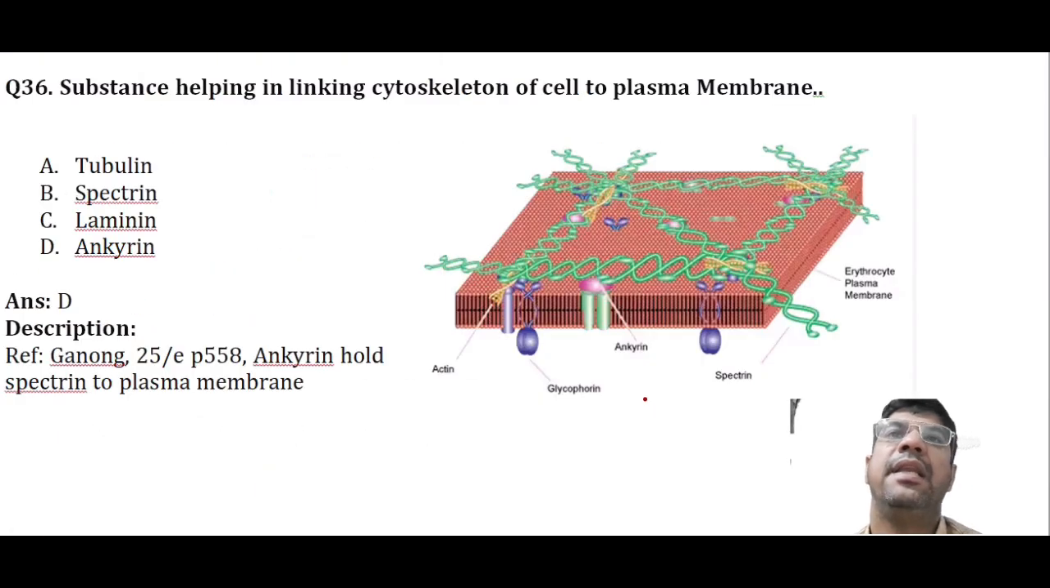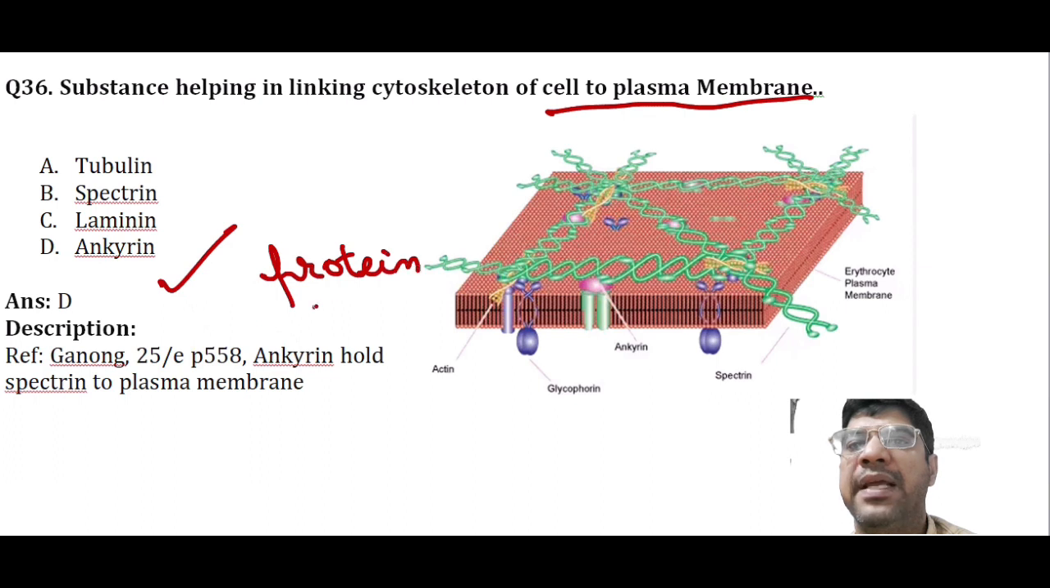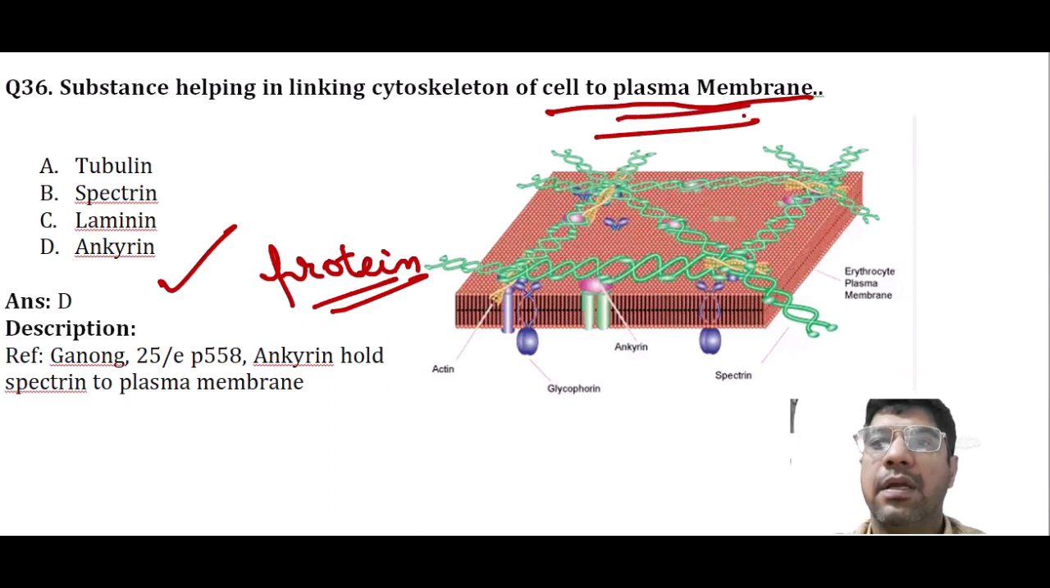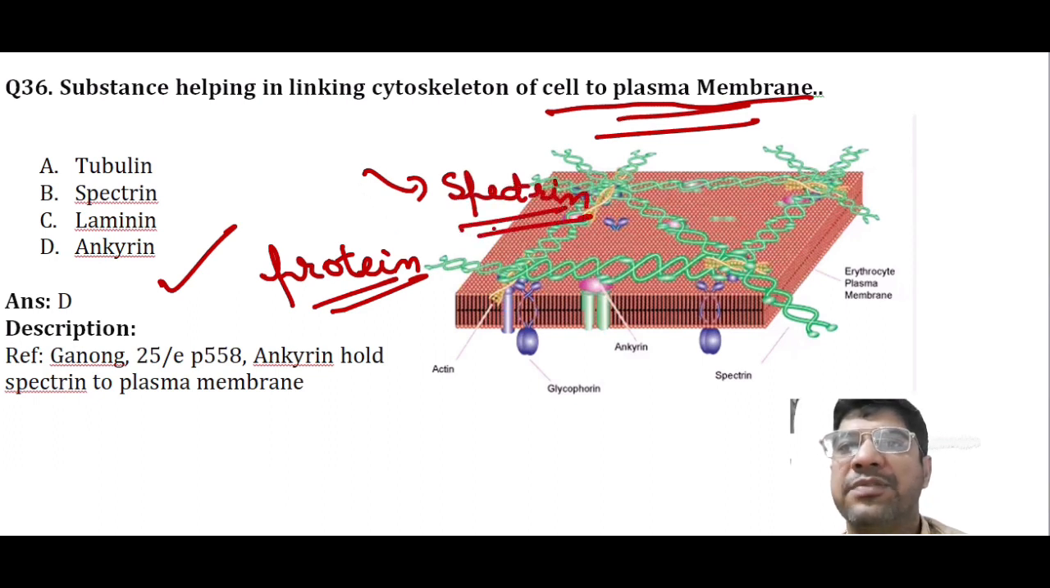The substance that helps in linking the cytoskeleton of the cell to the plasma membrane is ankyrin. Ankyrin is a protein. Remember, ankyrin is a protein. It plays a role in linking the cytoskeleton of the cell to the plasma membrane. Specifically, it helps to attach spectrin, another cytoskeleton protein, to the plasma membrane.